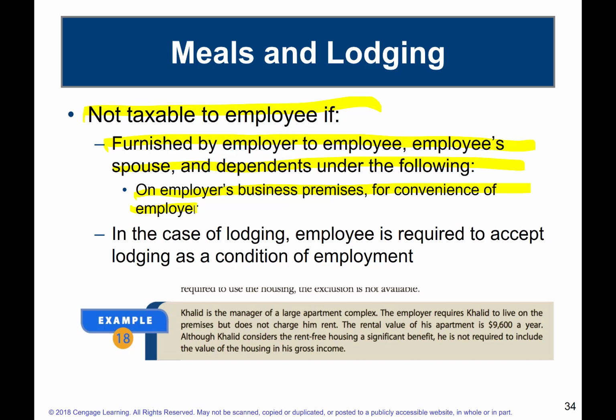Okay, now in the case of lodging, if the employee is required to accept the lodging as a condition of employment, then that is not going to be taxable. And so this Kahil is the manager of an apartment, and they set him up with an apartment that has a value of $9,600 a year. Okay, he doesn't have to pay the tax on that, because they want him there on the premises, being the manager. If somebody gets locked out or something, they have someone there at all times to open the door. Okay, and so he wouldn't have to pay the tax on that.